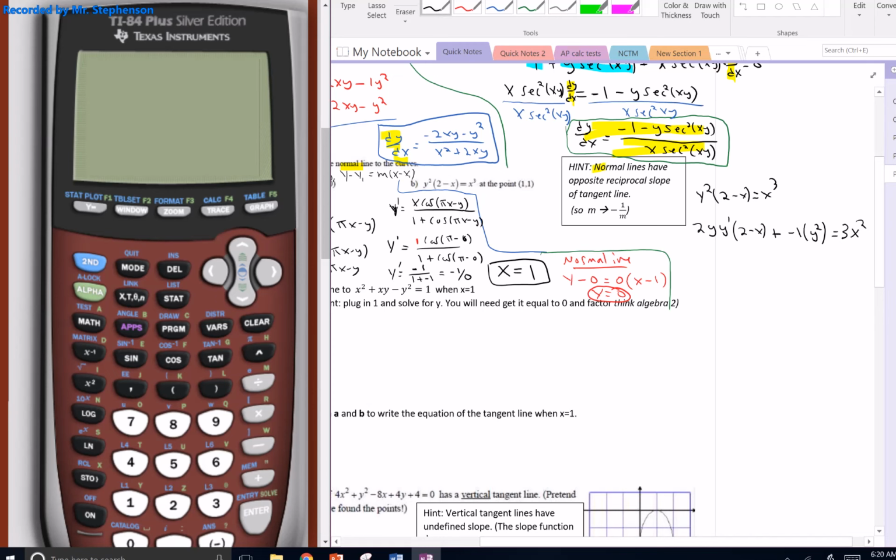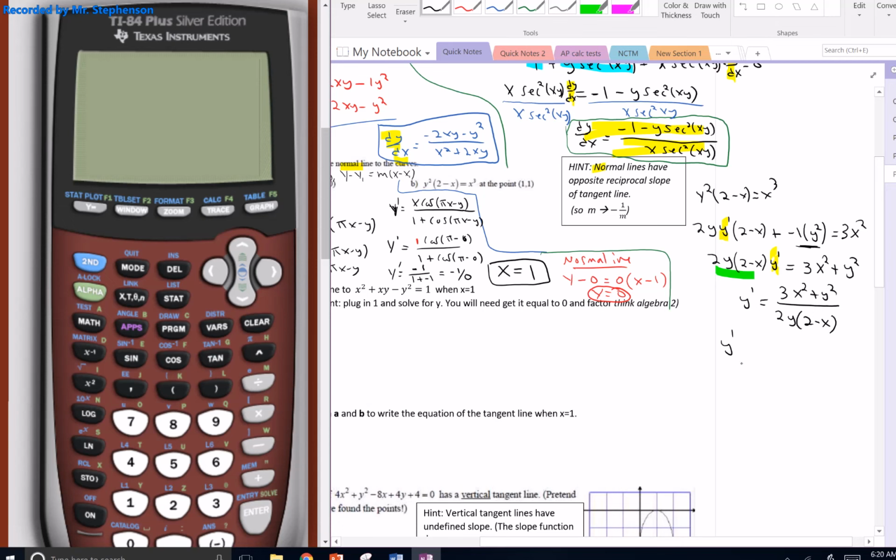Then we want all the y primes on one side. There's only one y prime on this side, so everything else just has to move over. So this can be 2y(2 − x) y', so put the y prime at the end. We're going to move this over to the other side, right? This guy's moving over, so it's going to become 3x² + y². And then we're going to divide both sides by this. So we'll end up with y' = (3x² + y²) over 2y(2 − x). And we want to know the slope at (1, 1).